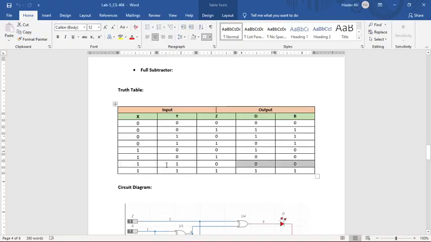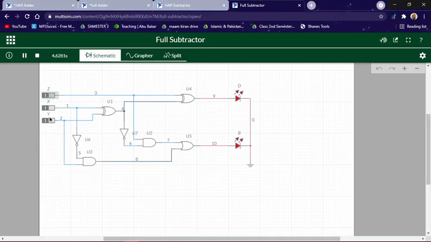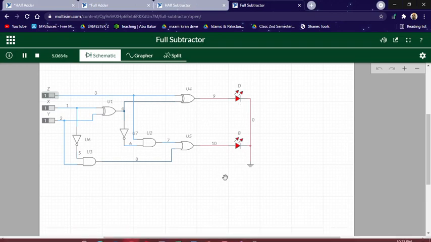Now if we have all three inputs 1, both outputs are also 1. This is the working of a full subtractor.